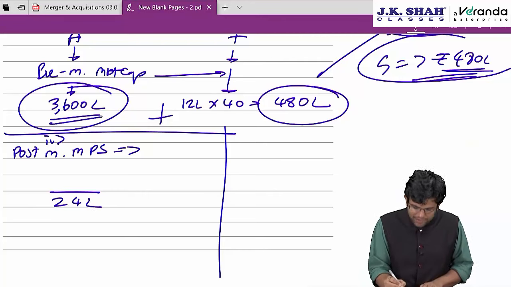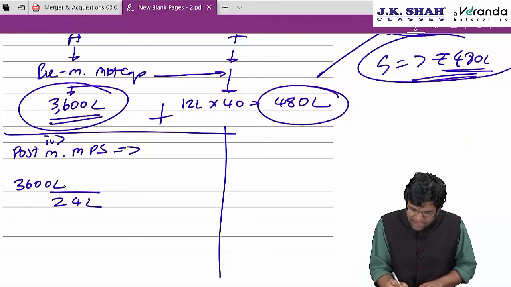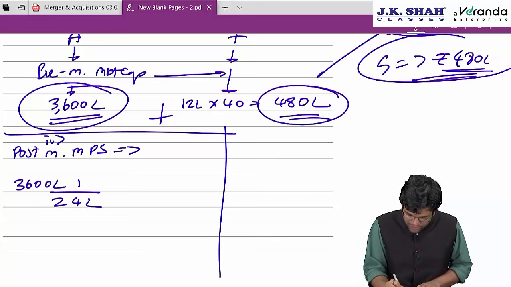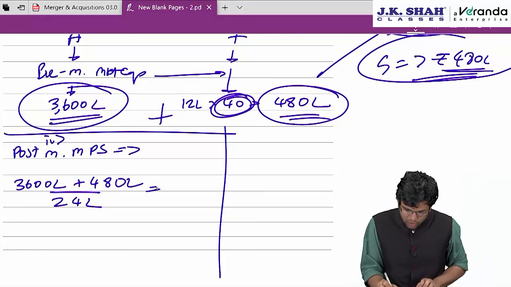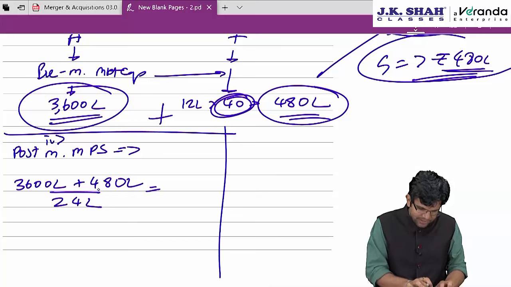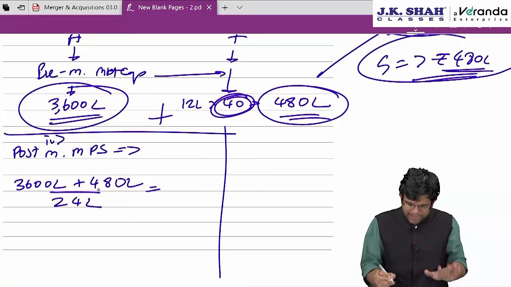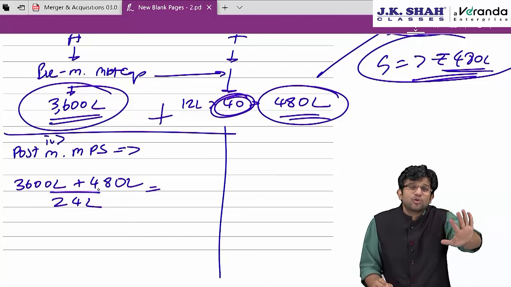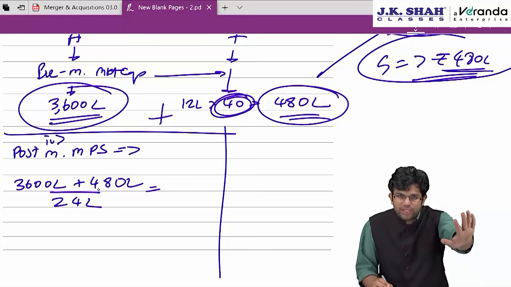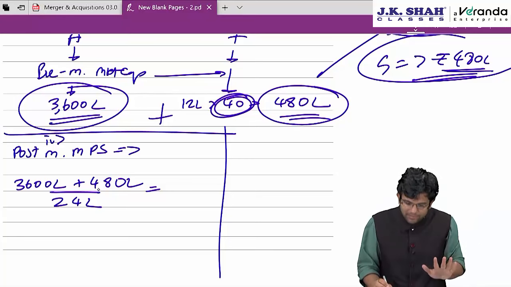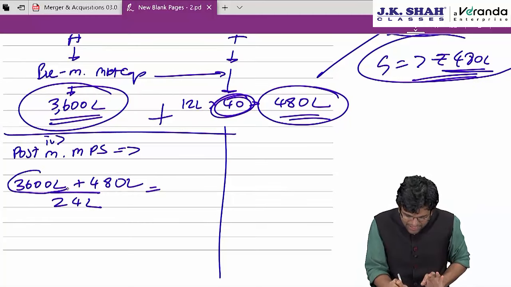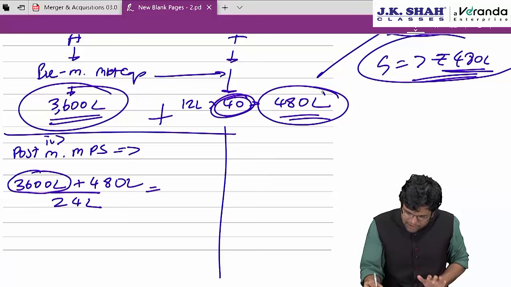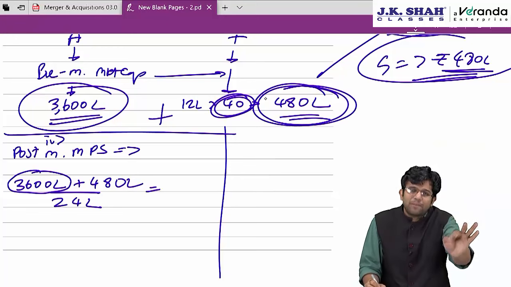Pre-merger market cap of A, students, is 3,600 lakh. Pre-merger market cap of T is 480 lakh, students. That's it. This 40 only we will take now, not 80, because the growth rate is not changing. So students, 3,600 plus 480. Yes, so basically what is happening is that since the growth rate of Target Limited is not changing under the new management of A Limited, the post-merger market cap of A Limited will be its existing pre-merger market cap plus the normal pre-merger market cap of Target Limited.